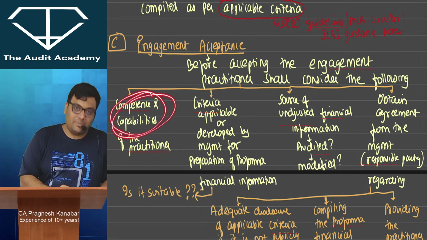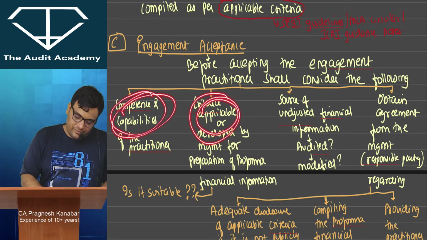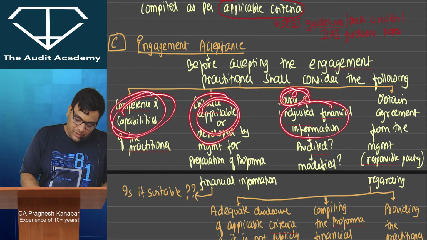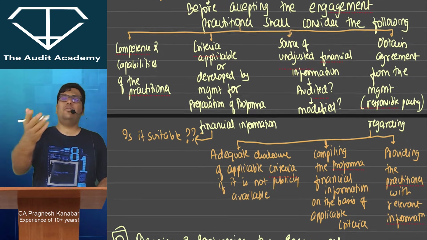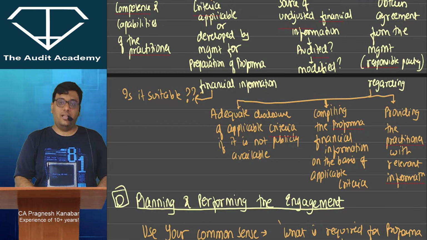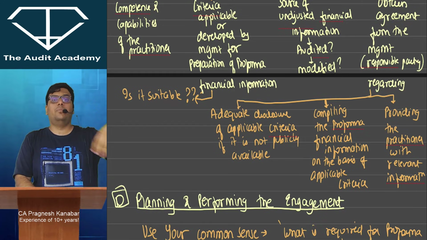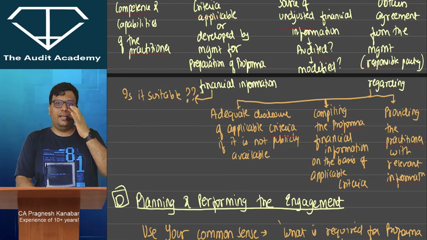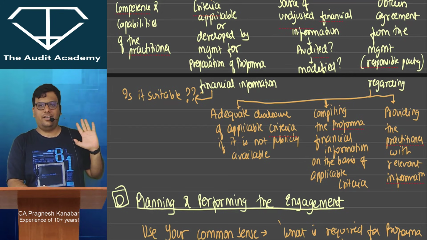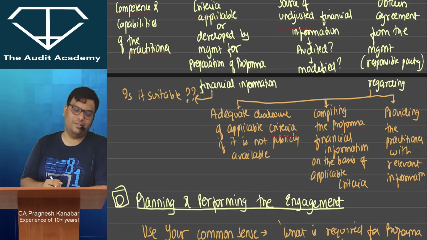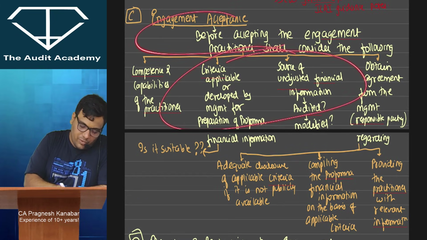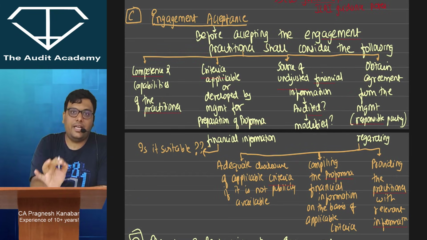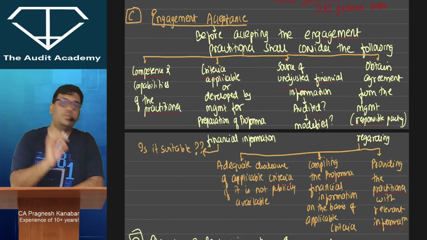So competence, capabilities, criteria, unadjusted financial information source, and obtain agreement from the management. Obtain agreement from management regarding what? That you will adequately disclose everything, you will prepare pro forma which is not misleading, and you will give relevant information to the practitioner. Alright. What else do you want? Idli vada or what? Okay. So these points you will consider before acceptance of the engagement. Am I clear with this? Yes or no, sir? Yes, sir.